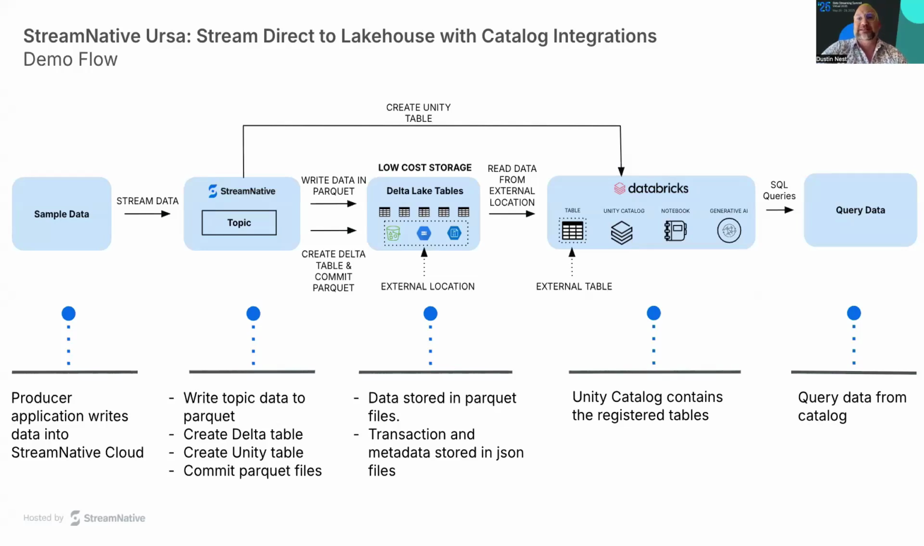So we create the Delta table, commit the Parquet files there, and then Databricks is going to be able to read data from those Parquet files. So StreamNative is writing into that Delta Lake and Databricks is reading out of it, all based off of the information when StreamNative created and registered that Unity table into Databricks. Then you basically are able to run your SQL queries or any other application directly in Databricks. So on the far right, you're able to query that data.